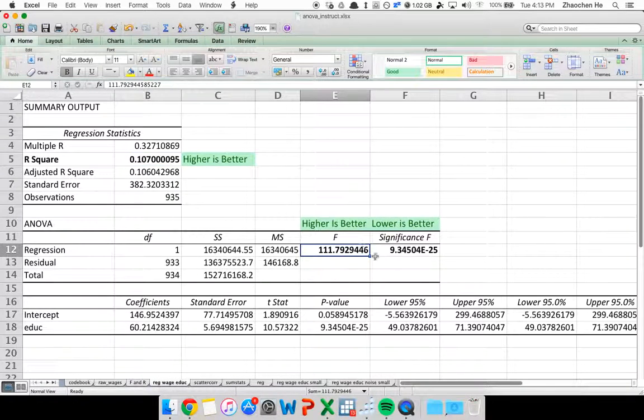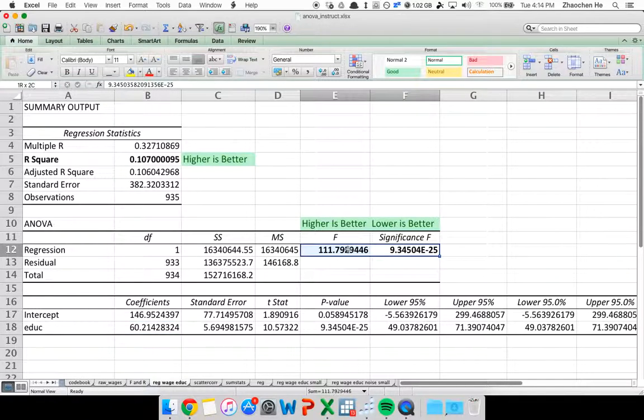Now, this F statistic is actually a little bit more meaningful. The F statistic is 111, but you want to look not so much at the F statistic itself, but at the p-value associated with it over here. This is a very small number, 9.3 times 10 to the negative 25th. This number is a lot like the p-values associated with our coefficient estimates. Notice our coefficient estimate here has a very low p-value, and that low p-value indicates that the corresponding result, this 60.21 slope estimate, is statistically significant. The lower your p-value, the greater the statistical significance.